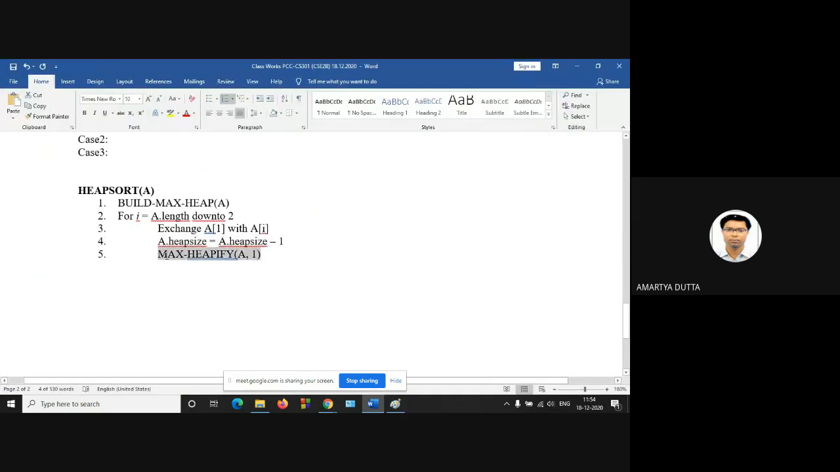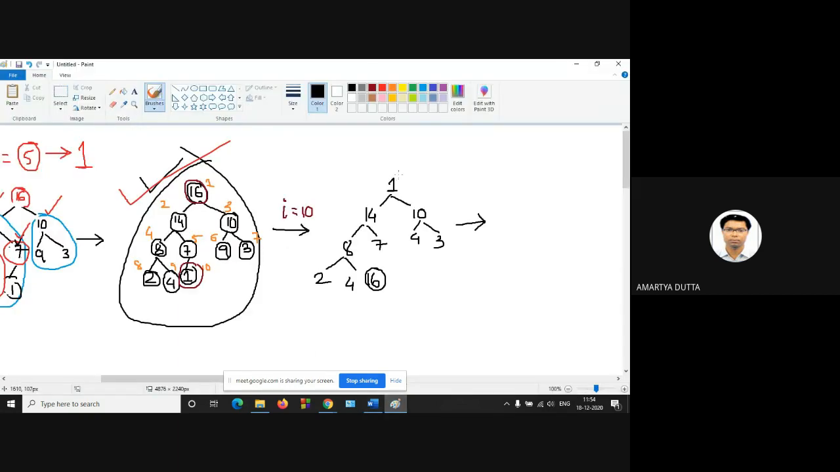Now call the maxify A1. So what is maxify A1? This is position number 1. What is maxify A1? Anyone? Maxify 1 means you have to place the element at index number 1 to its proper position.